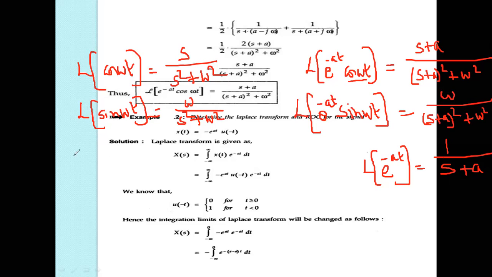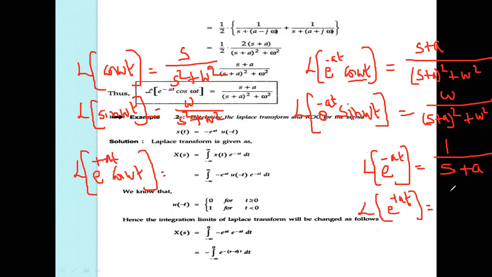In a similar way, we already know, now what is the Laplace transformation of e power plus at cos omega t? E power plus at. What is the Laplace transformation of e power plus at? It is 1 by s minus a.